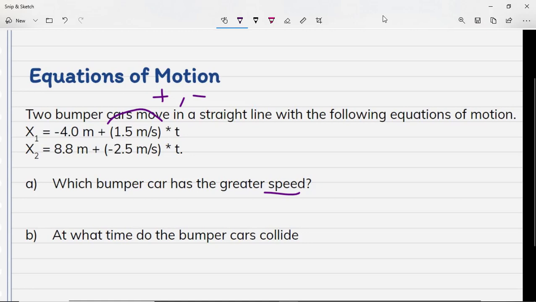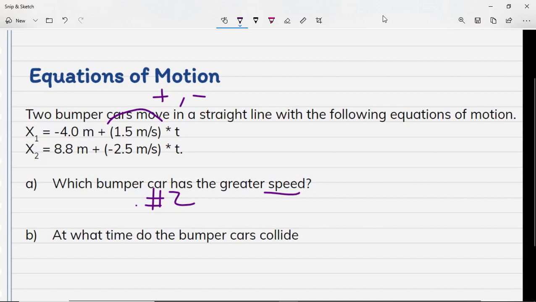So speed and velocity, remember that speed does not have a directional value. So here you have 1.5 meters per second in one direction and 2.5 meters per second going in the opposite direction. The bumper car number 2 is going to have the greatest speed, because remember, we don't take into account whether it is positive or negative when we are looking at speed.